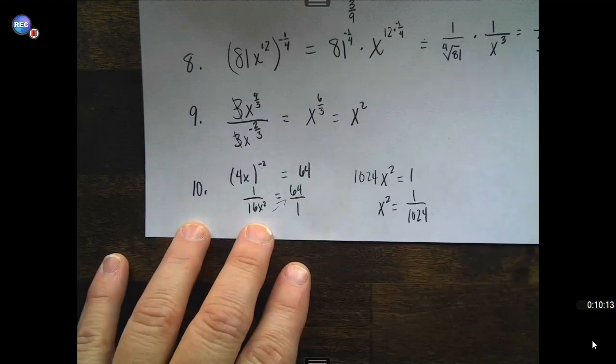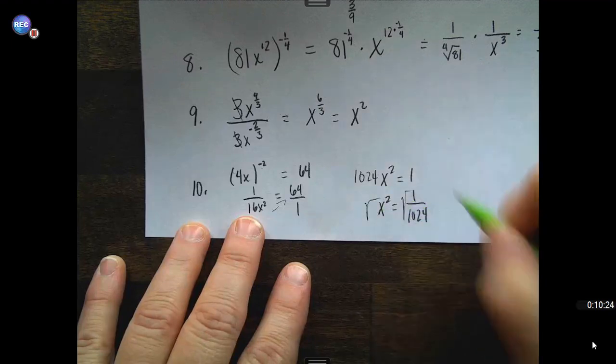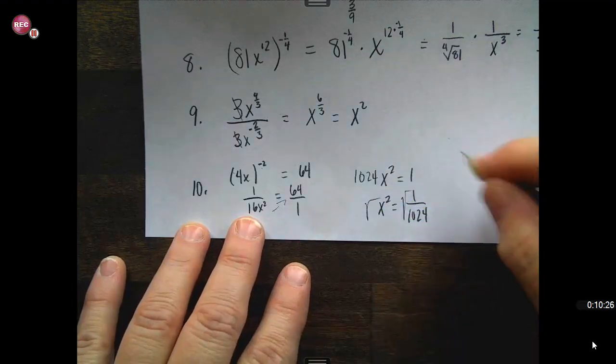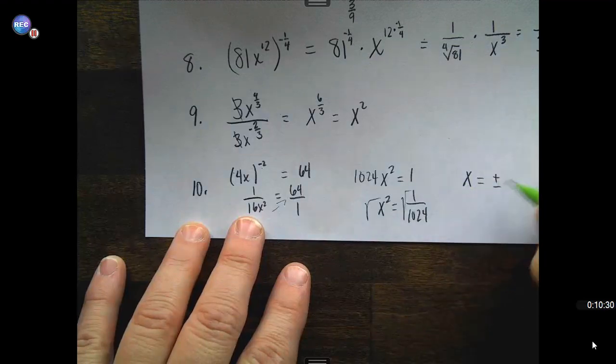And that is not, well, it is a perfect square. I take that back. Now I take the square root of both sides, okay? And I get x equals plus or minus 1 over 32.